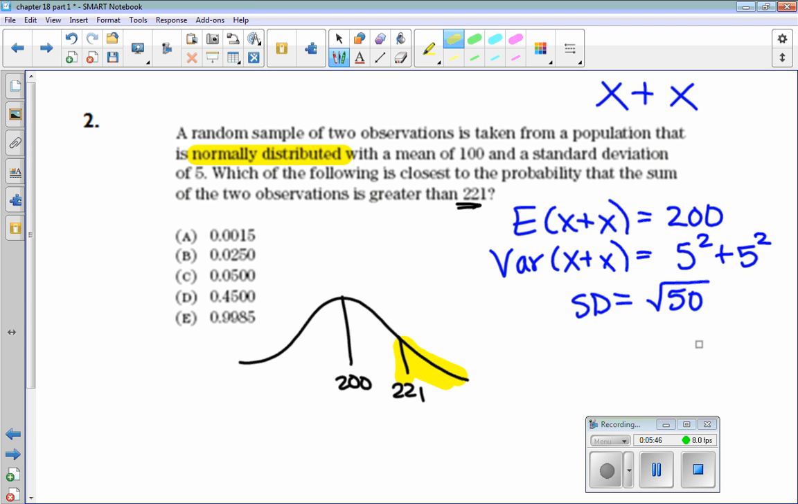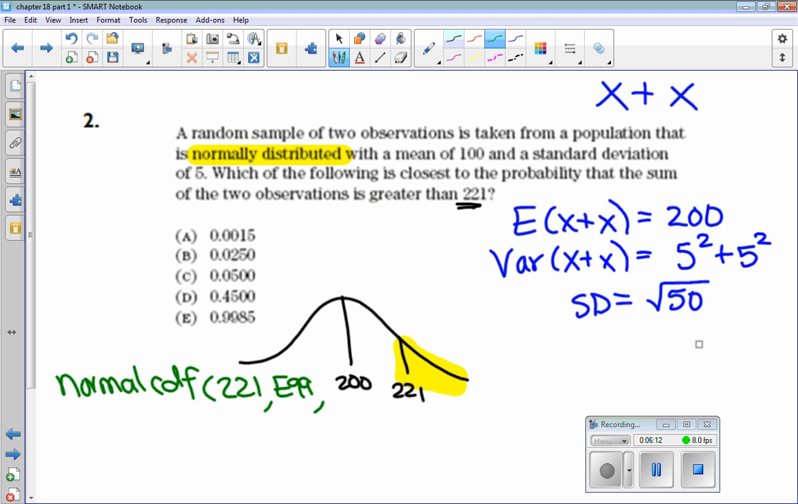How do I take my picture, the fact that I know it's normal, and that I have a new mean and a new standard deviation, to get my answer? What would I do? And what would I type into my calculator? Let's write it out. The new mean and the new standard deviation. And that's it. But we had to find our new mean and the standard deviation, and we had to recognize that it was a combining random variable.